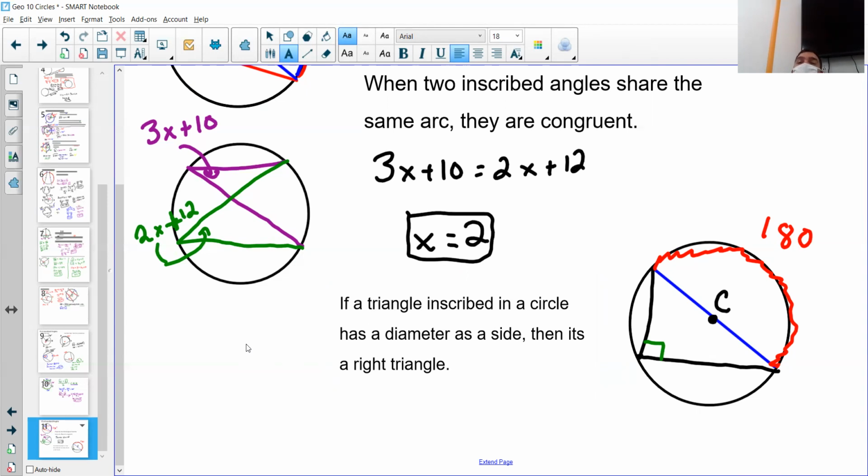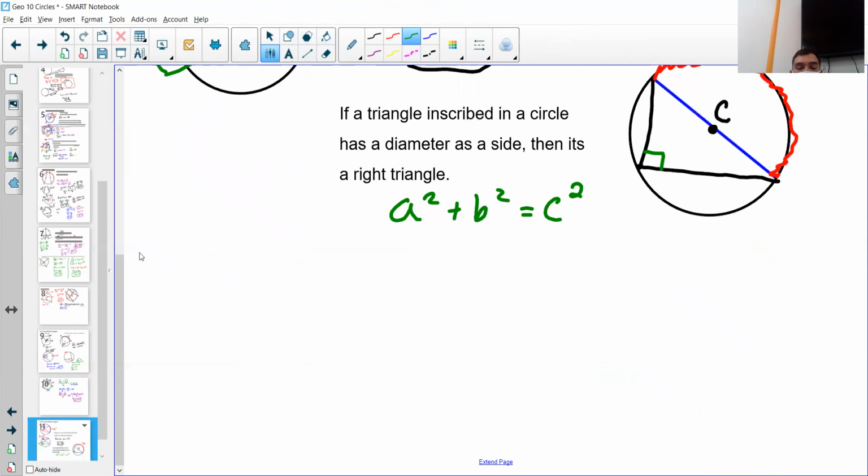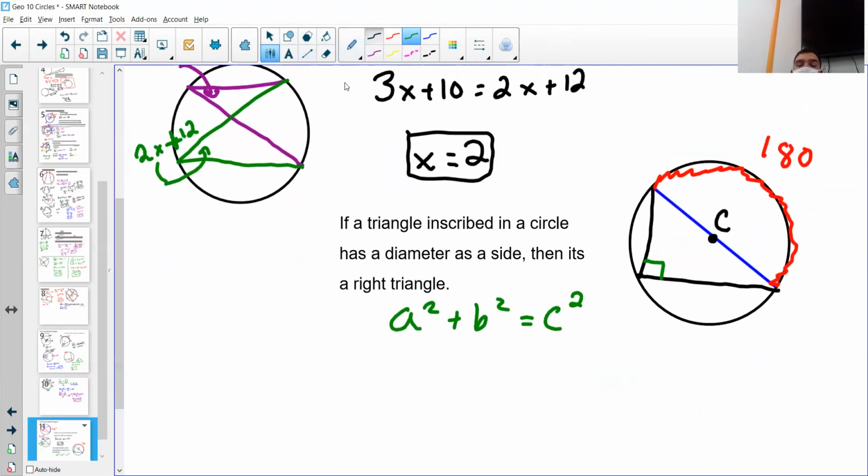It has the Pythagorean theorem, which looks like a squared plus b squared equals c squared. In geometry especially, yeah. Like it keeps coming back to itself.